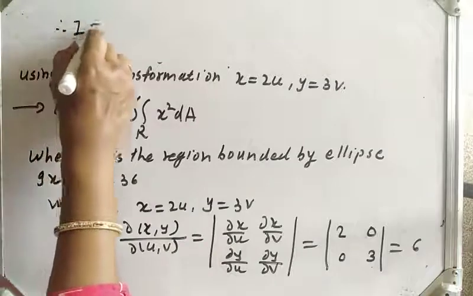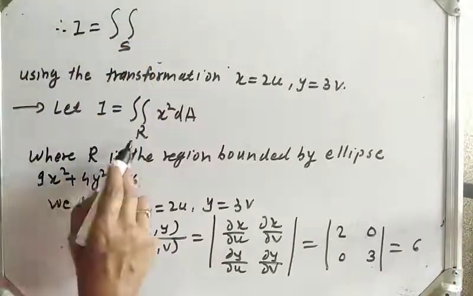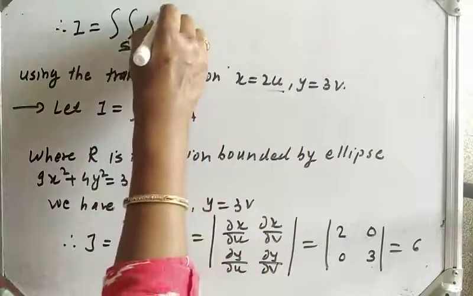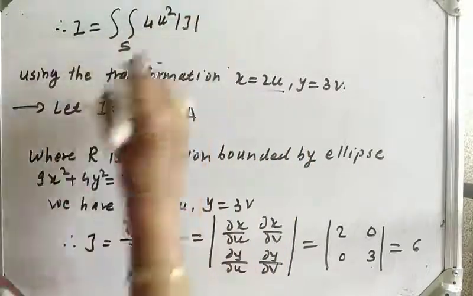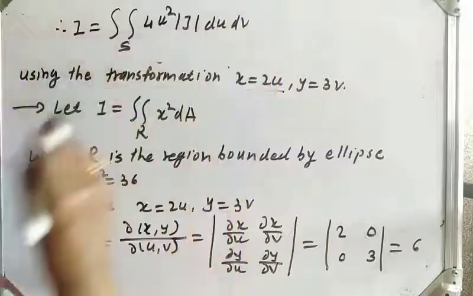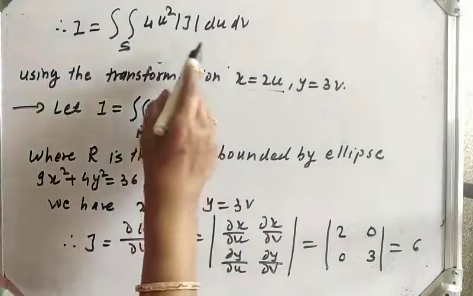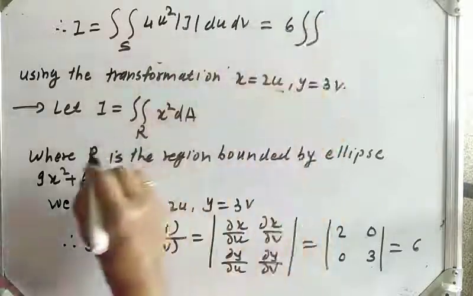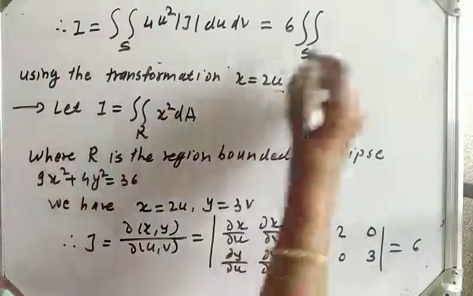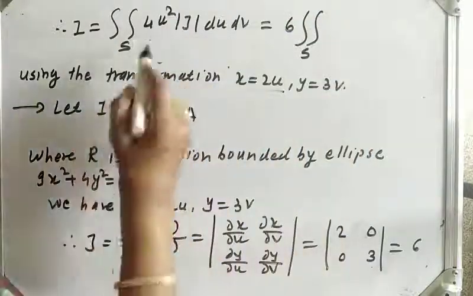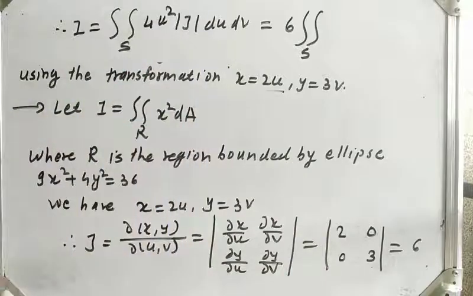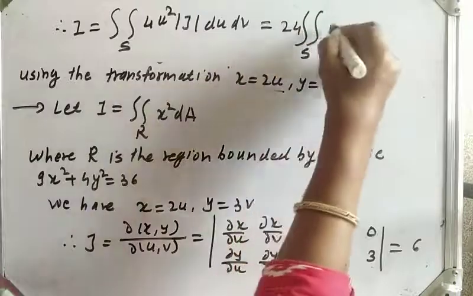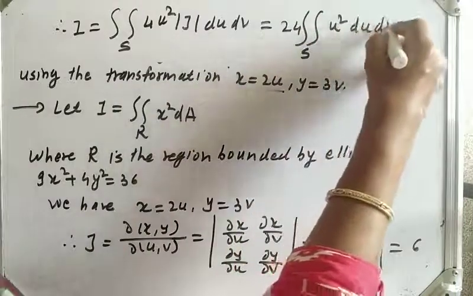Therefore I will be the double integration over some region S of x square. This transformation is given, so x square means u square times the mod of the Jacobian, du dv. Again this Jacobian is 6, so I can take 6 outside as it is constant: double integration over S. And 4 into 6 is 24, of u square du dv.